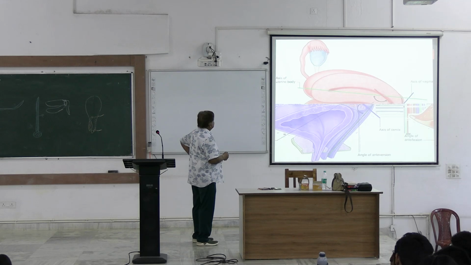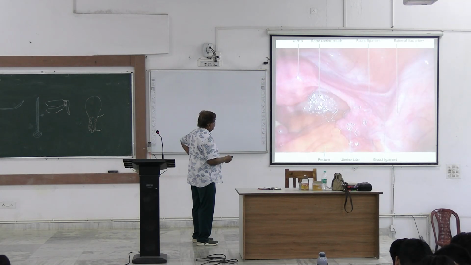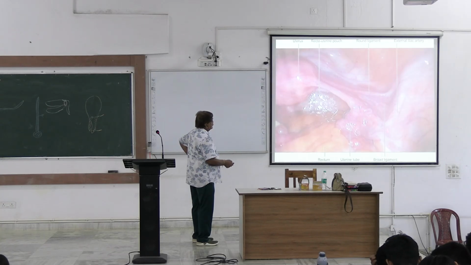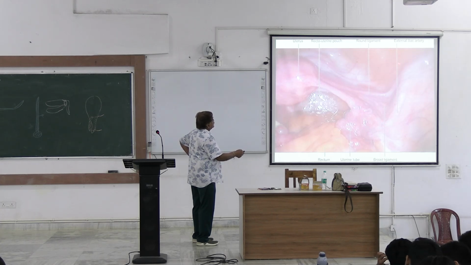Now this is another illustration. You see the axis of the cervix. This is the bladder, the angle of anteversion, axis of the vagina, axis of the uterine body. Now again, an illustration of the uterine tube, laparoscopic view, the ectouterine pouch, uterus. See the fallopian tube; this is the fallopian tube or uterine tube. This is the broad ligament, this is the round ligament, external iliac artery, with the rectum.